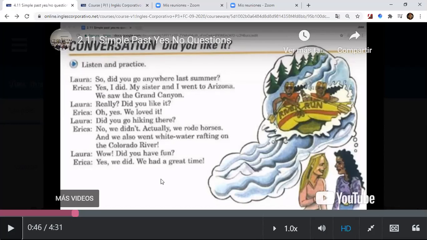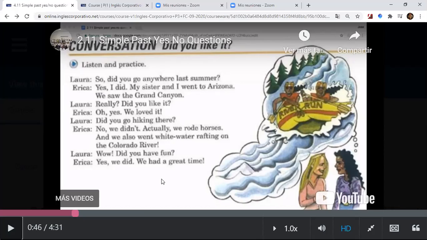We saw the Grand Canyon. Really? Did you like it? It's a yes, no question. Did you like it? Oh, yes. We loved it. Pay attention to the pronunciation of loved. We loved it.